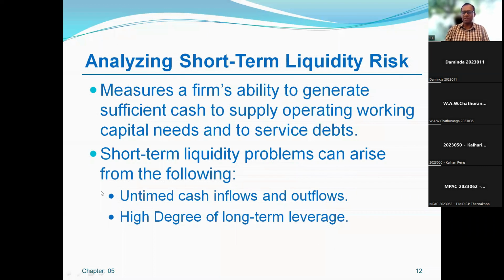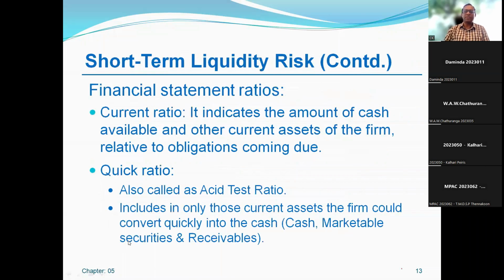So we have discussed the other part the other day. Then we also discussed the ratios: the current ratio, what it indicates, and the quick ratio. And I also asked the question why we take the inventory out, and we discussed in detail the reason behind it.